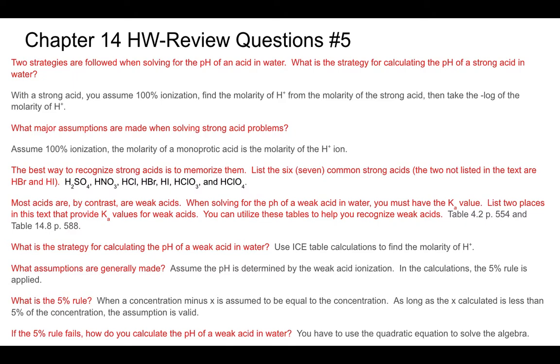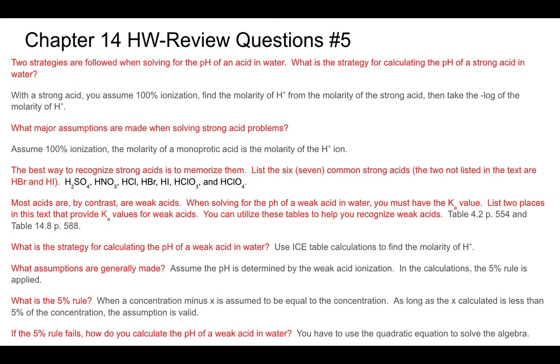Then in our calculations, we use ice tables, and in almost every case, we can apply the 5% rule and take the shortcut of dropping the minus X on the bottom of the equilibrium expression. And that makes the math a little bit quicker. We don't have to do a quadratic formula.